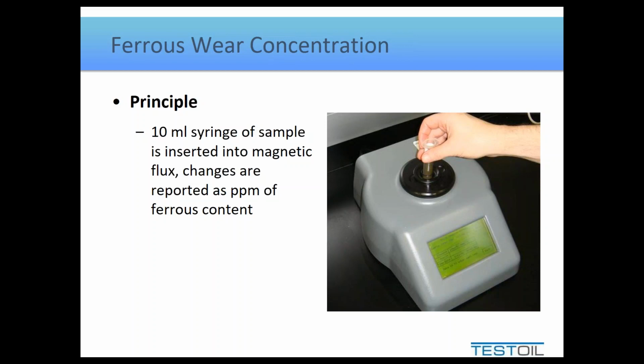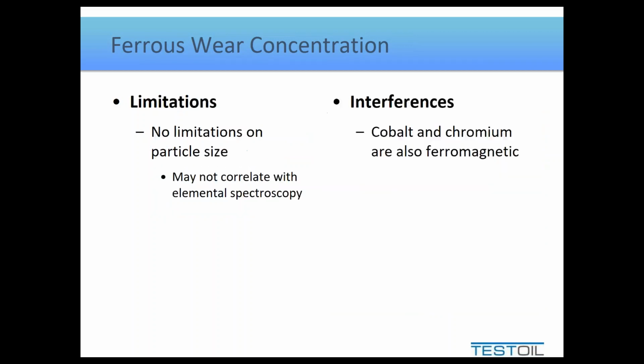Now, given we're inserting a large volume of sample into the flux, the key thing to take away from this test, there's no limitation on particle size. It doesn't matter if it's a bunch of smalls or one large, it will, in effect, measure out to a similar value. But the key thing here is because it's measuring any size particle, not just 0 to 5, it will not correlate necessarily with the elemental spectroscopy. Now, as for interferences, I already listed off that it's more than iron that can be measured, although cobalt is a fairly rare element to find in oil analysis, but chromium is a common element used in many coatings and certain alloys. So we will sometimes see a slight skewing of results just based on that.